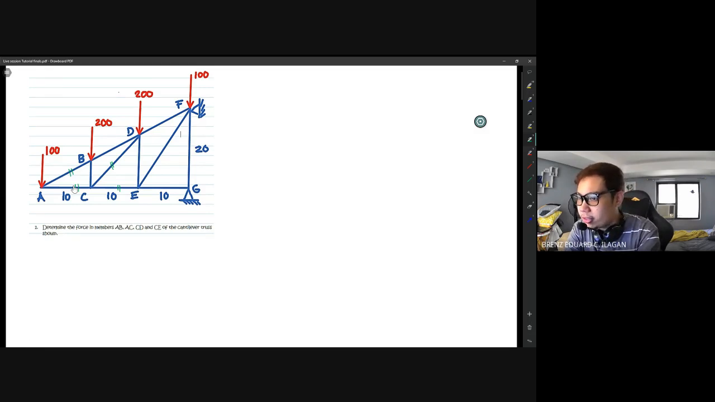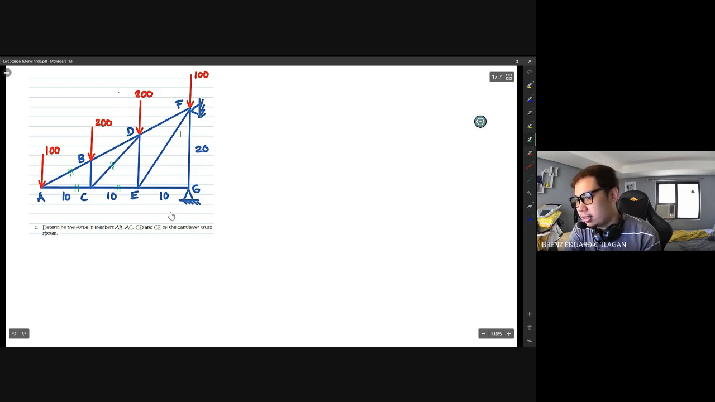So hindi ka naman pwede mag-joint dito sa point B, sa joint B, since tatlo members yung hinahanap. So kukulangin ka ng isang equilibrium equation. And at the same time, hindi rin pwede sa joint C. Pwede naman tayo mag-start sa G. Kaso ang problema nga lang dito guys is parehong hinge yan. So, apat yung magiging unknown. And since nandito naman sa part na to yung pinapahanap, so it's better mag-start tayo dito sa kabilang dulo.